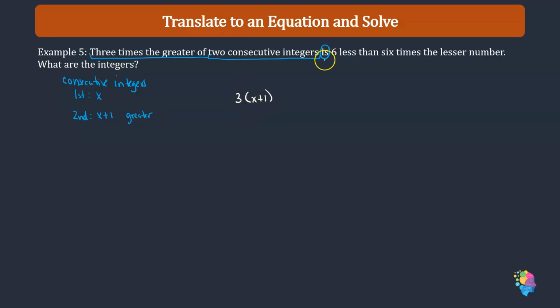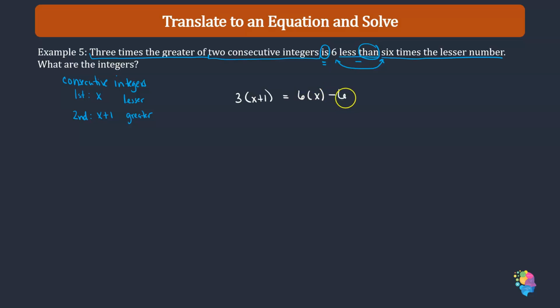Moving on, it says is, so that's an equals, less than. Remember, less than means minus, but because we have the word than, we're going to switch these two. And then this one reads 6 times the lesser of the 2. So if this is the greater, this will be the lesser, the smaller one. So is equals, instead of 6 minus 6 times the lesser, it's going to be 6 times the lesser. Let's do that. 6 times the smaller of the 2 minus 6.